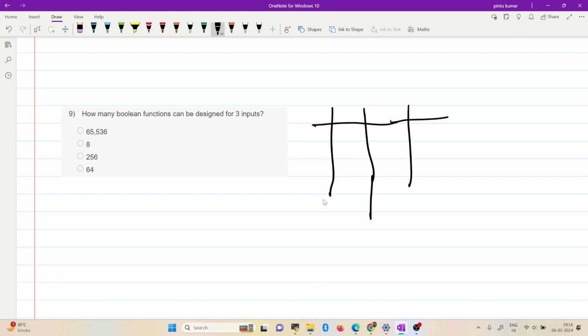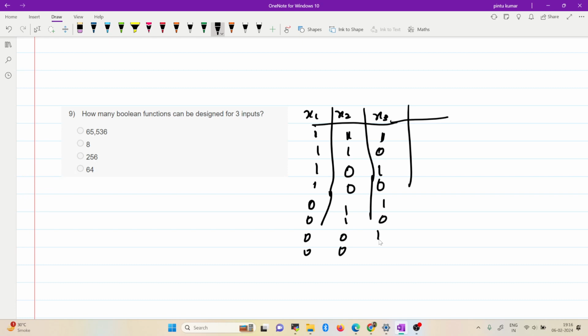Now let's say x1, x2, x3 are your 3 inputs. x1 has 2 choices, so this would look something like 1, 1, 1, 1, 0, 0, 0, 0. Then 1, 1, 0, 0, 1, 1, 0, 0. Then 1, 0, 1, 0, 1, 0, 1, 0. This we have been doing since class 12.